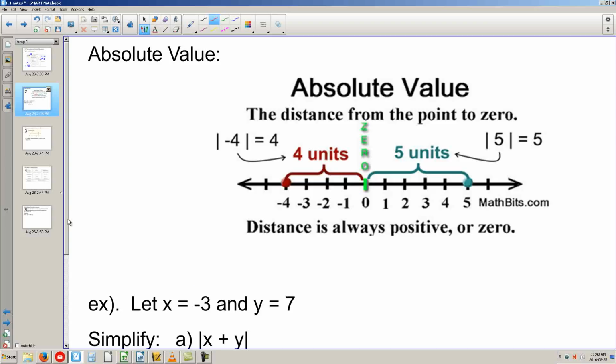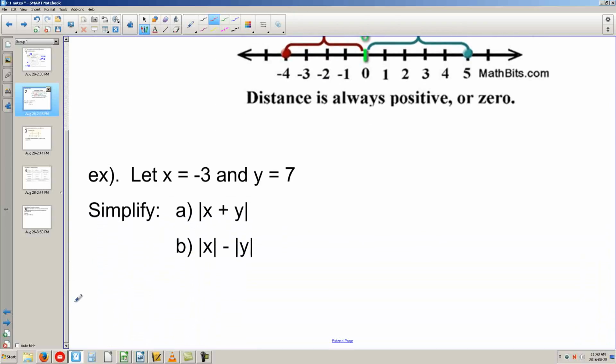So let's do just some real quick examples. We want to simplify a and b, where we're letting x be -3 and y be 7. So this would equal the absolute value of -3 plus 7. Well, we're going to think of the absolute value bars a little like parentheses. When we're simplifying, we have to work inside the parentheses first. And so -3 plus 7 makes this the absolute value of +4. And the distance from 4 to 0 is 4.